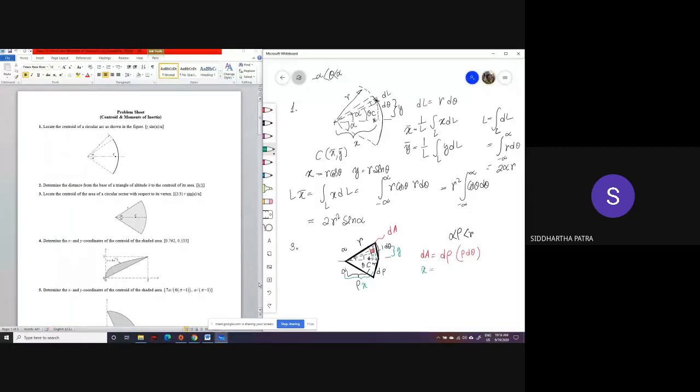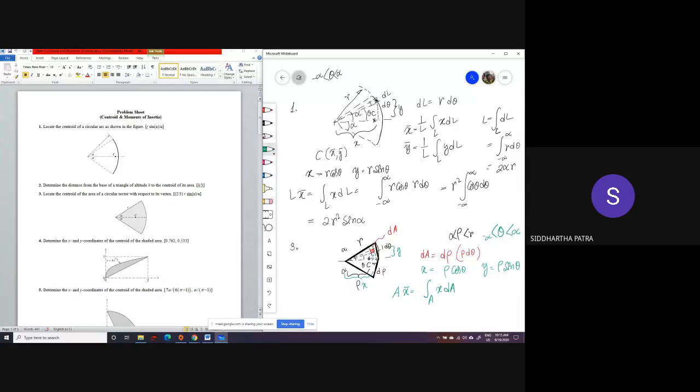So x, as before, is rho cos theta. Sorry, not d theta. Sorry, rho cos theta, and y should be rho sin theta. Okay, and theta, as before, goes from minus alpha to alpha. Okay, so here we'll be performing area integration. So differential area being this. So for example, if I am interested in finding out the x coordinate, A x bar should be integration over A of x times dA.